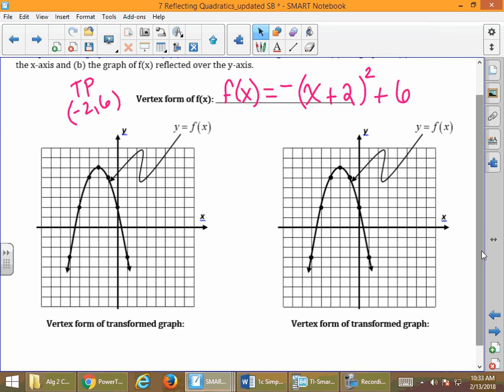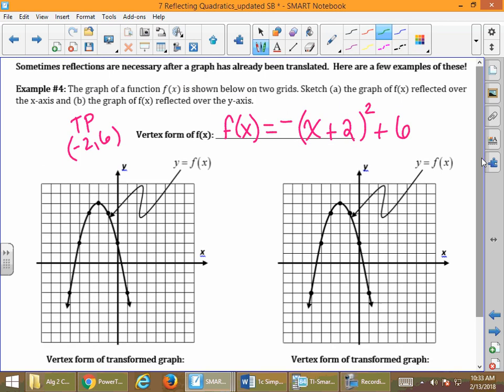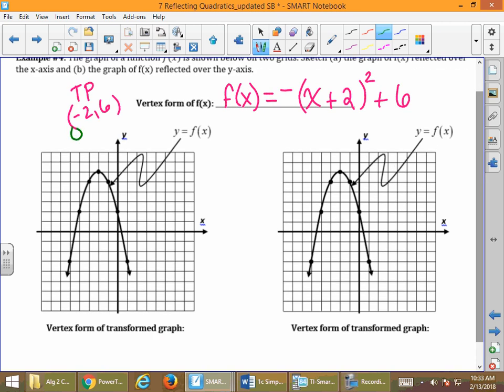And now in part A, we want to sketch the graph of the function reflected over the x-axis. So this one's going to be over the x-axis. And I just write that down to keep track of what we're doing. I'm going to start with the turning point of negative 2, 6. This point here is going to reflect over the x-axis. It's 6 spaces above the x-axis. So now it's going to be 1, 2, 3, 4, 5, 6 spaces below the x-axis.